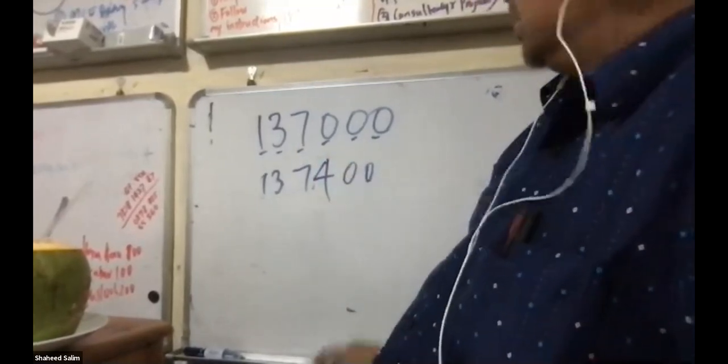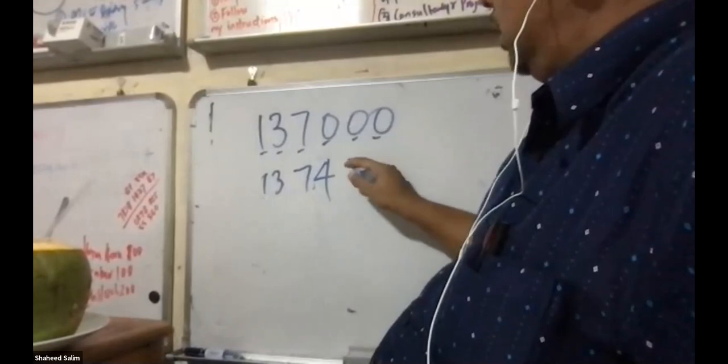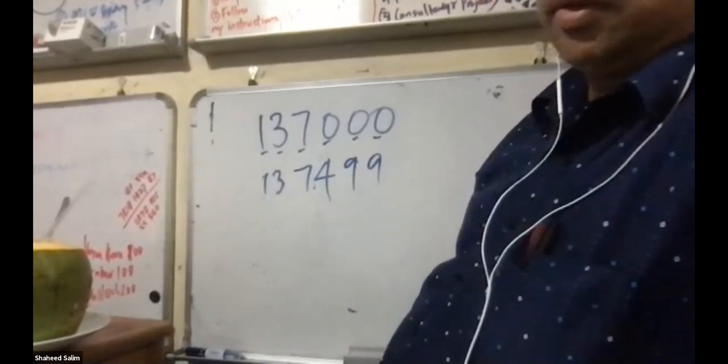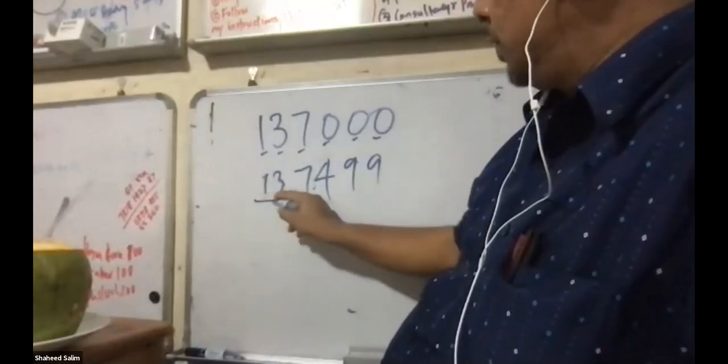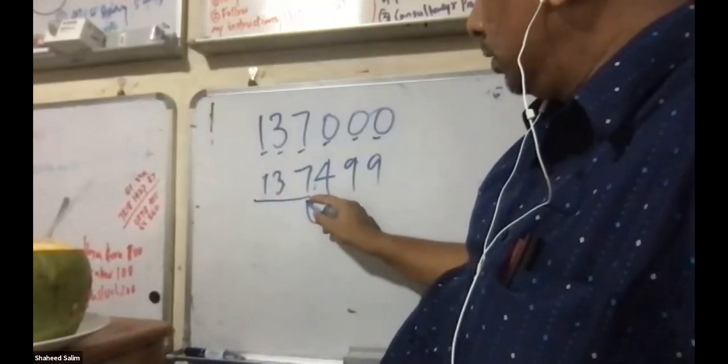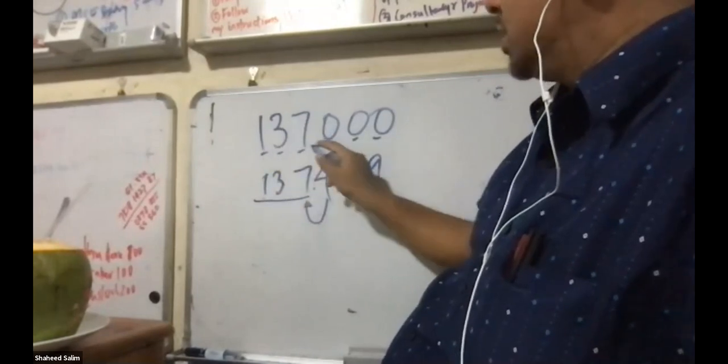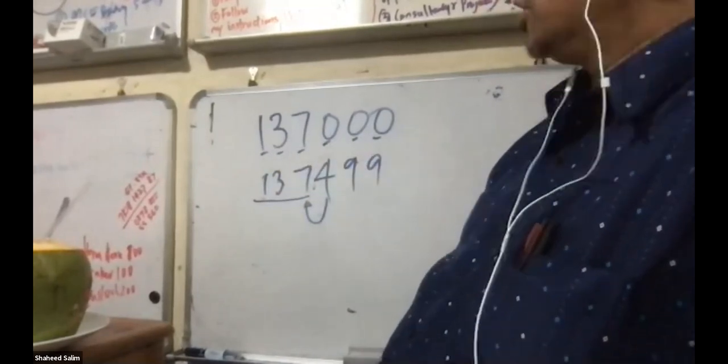So we want to find the biggest number. Now here you can put 99. This is the biggest number. Why? You want three significant figures. Look at the fourth one. Don't plus one. 1370. What about the smallest number?